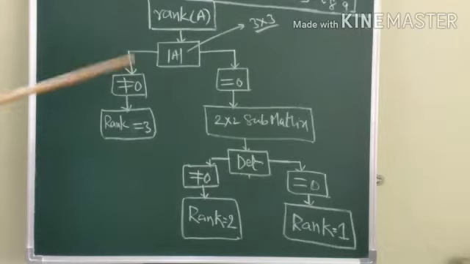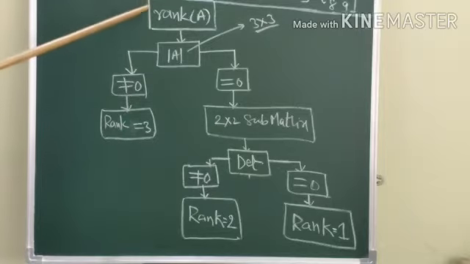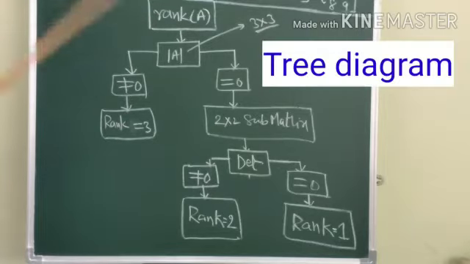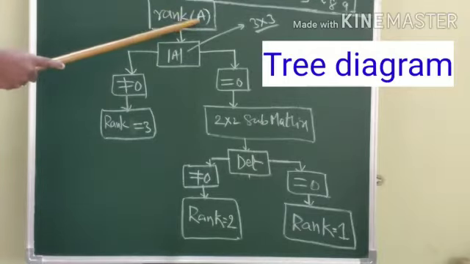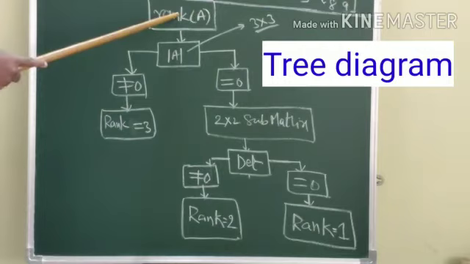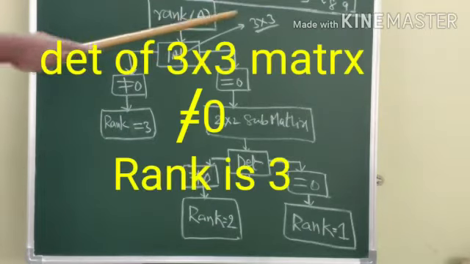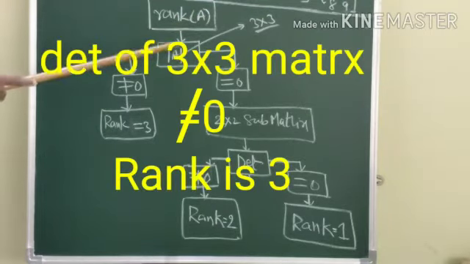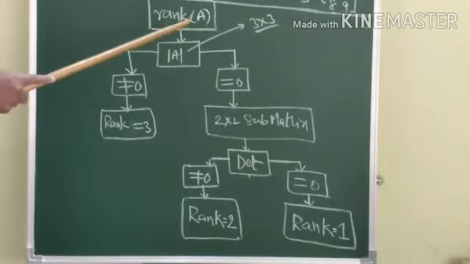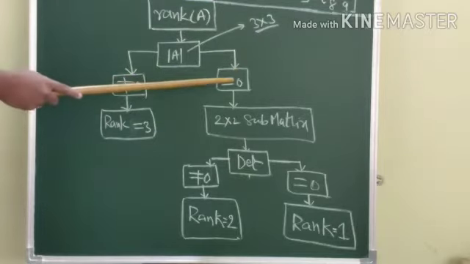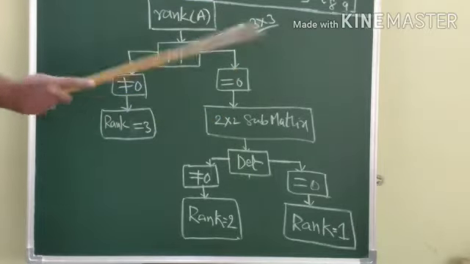Now let us see the procedure to find rank of the matrix by using a tree diagram. Now let us take the matrix A. We have to find a rank. First find out the determinant of the 3 by 3 matrix. If the 3 by 3 matrix determinant is not equal to 0, then we can say that rank of the matrix is 3. Suppose if the determinant of the 3 by 3 matrix is equal to 0, then you go for 2 by 2 submatrix.